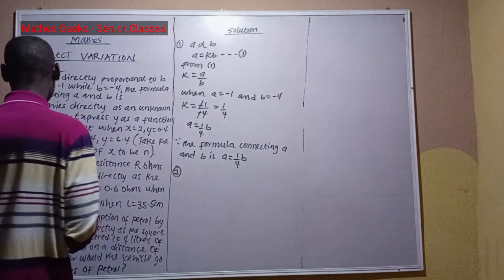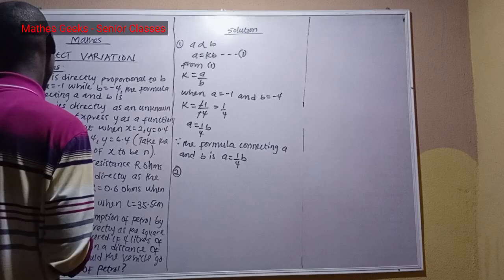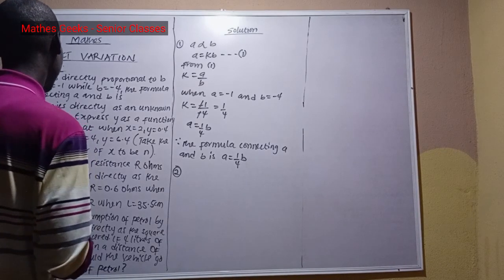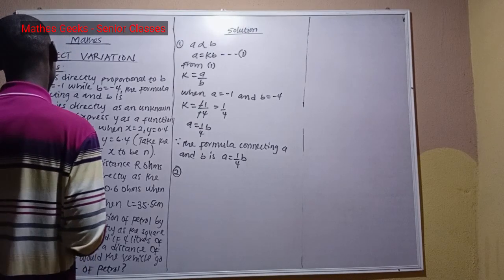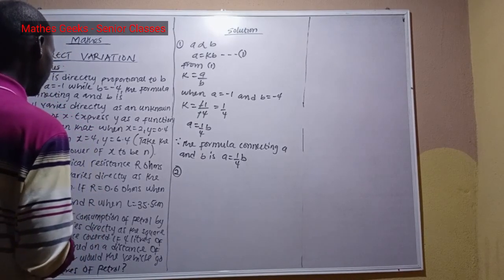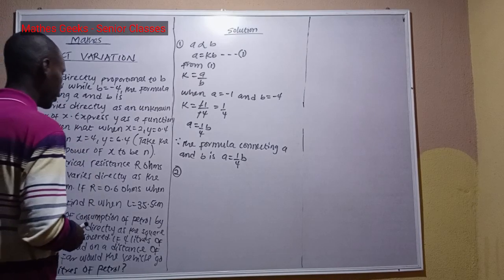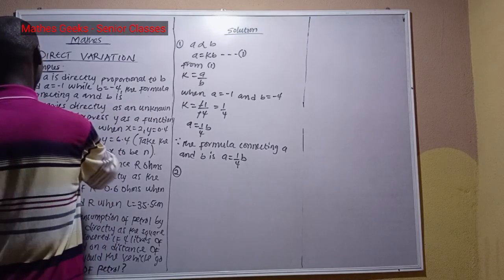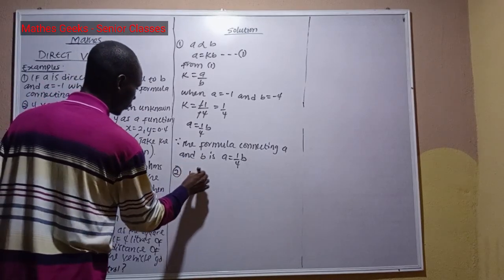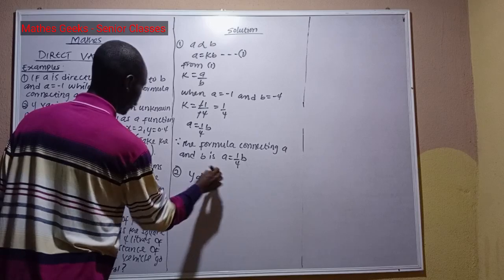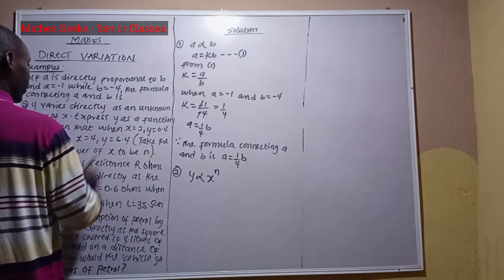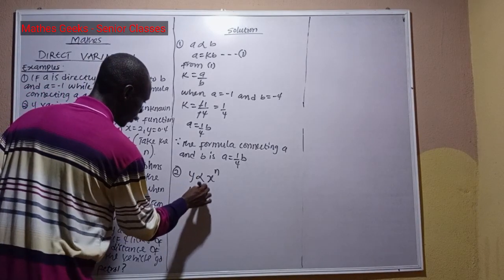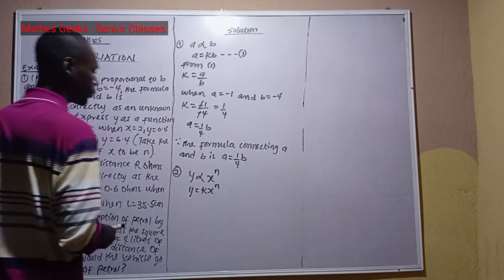Number 2. y varies directly as an unknown power of x. Express y as a function of x, given that when x is 2, y is 0.4, and when x is 4, y is equal to 6.4. Take the unknown power of x to be n. So the first part of the sentence is y varies directly as an unknown power of x. So we say y varies directly as x raised to n, because the last part of the sentence is we should take the unknown power of x to be n. So this will give us y equals k x raised to the power n.